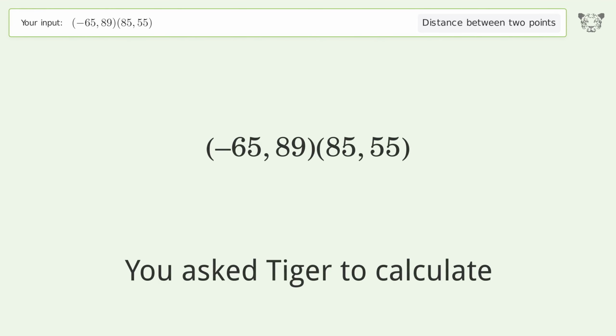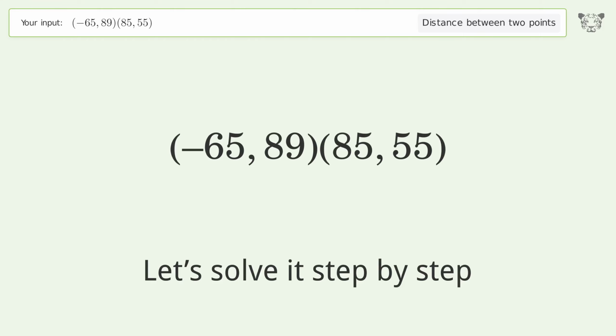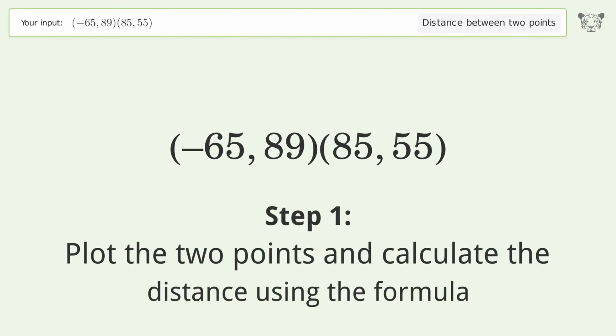You ask Tiger to calculate. This deals with the distance between 2 points. The distance between the 2 points is the square root of 23,656, or 153.805. Let's solve it step by step. Plot the 2 points and calculate the distance using the formula.